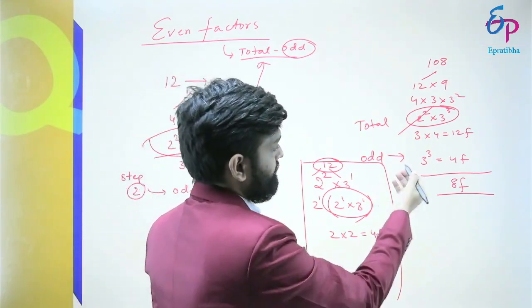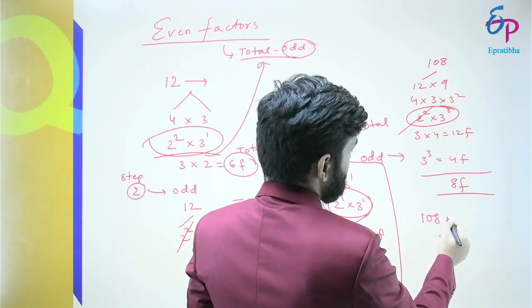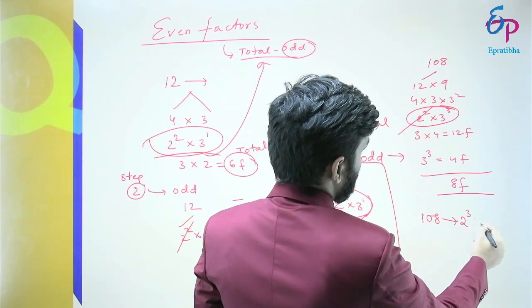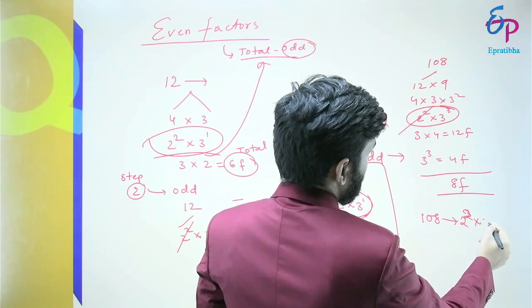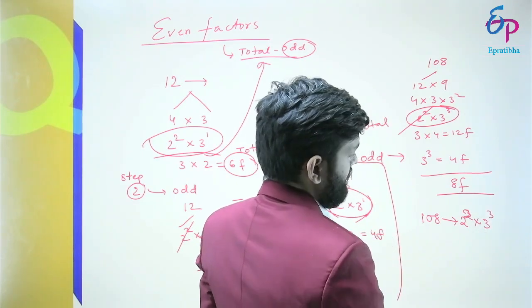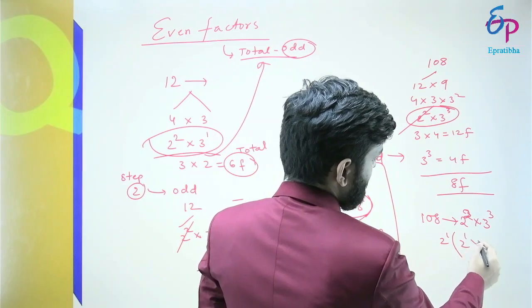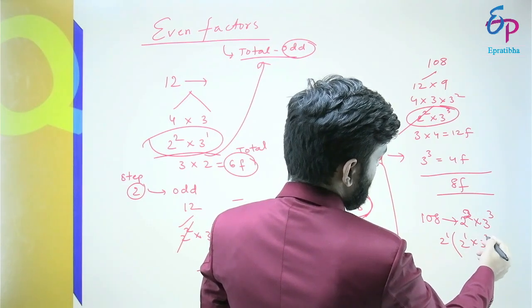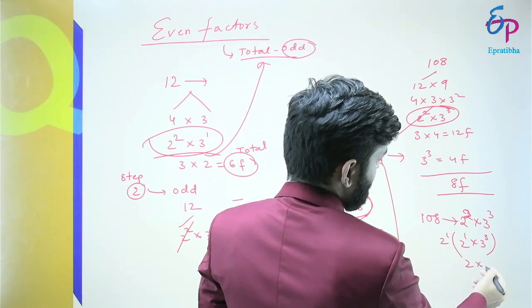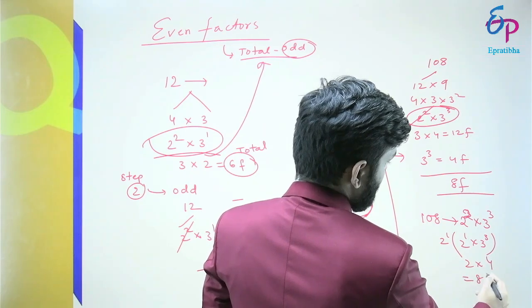Now same here, for 108 it is 2 square into 3 cube, right? I will take 2 common. So 2 power 1 into 3 cube, that means it is 2 into 4, that is also 8 factors.